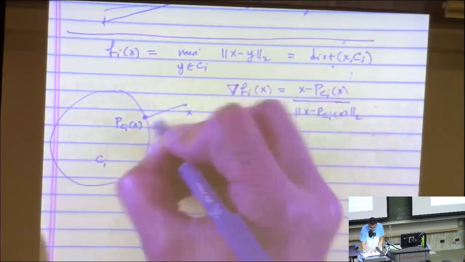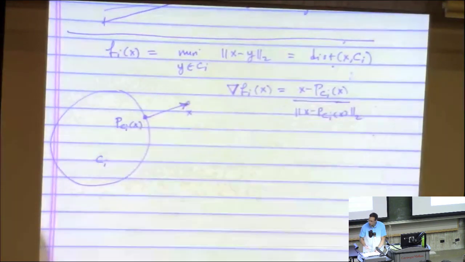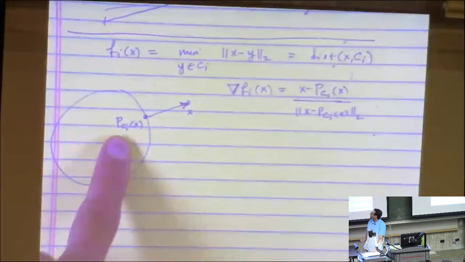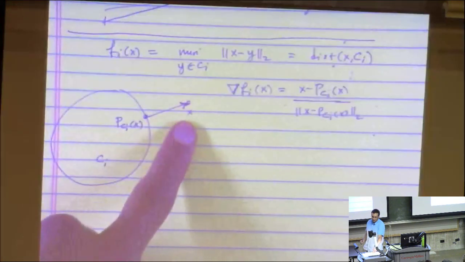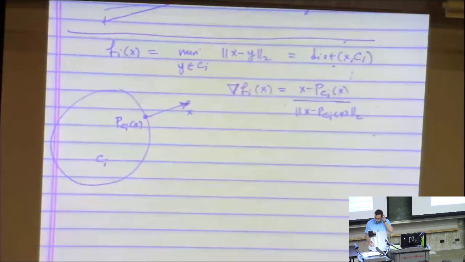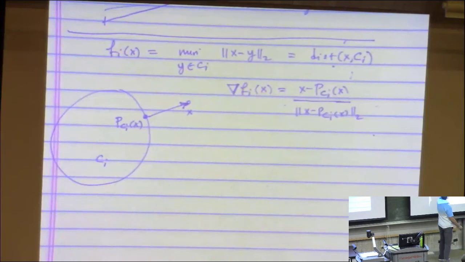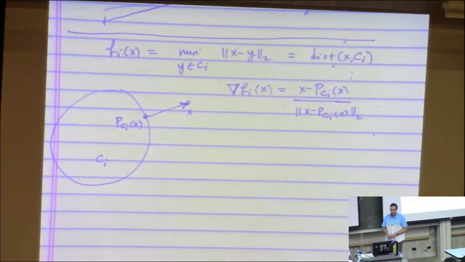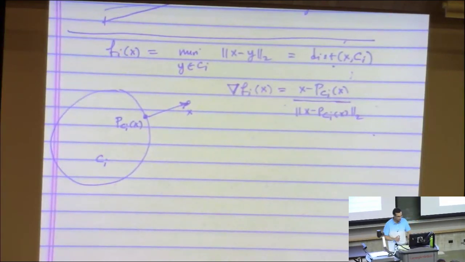So if I were to take the vector that points from the projection of my point onto the set and the point itself, and I were to normalize it, that's the gradient. That's what this thing is. So now we know how to compute gradients of each one of these individual functions, f_i, but I have to compute a subgradient of f. That's my task for the subgradient method.